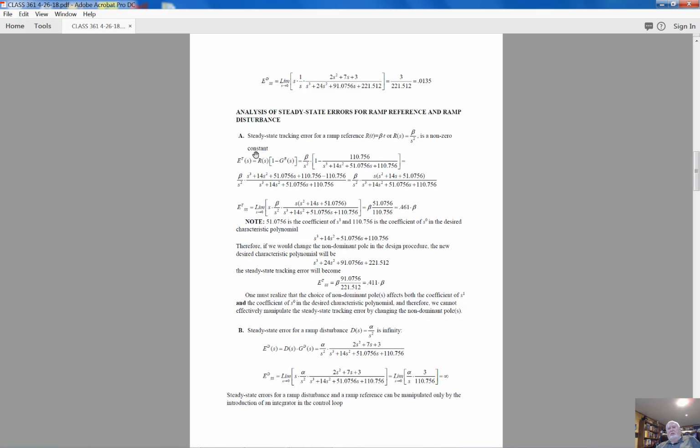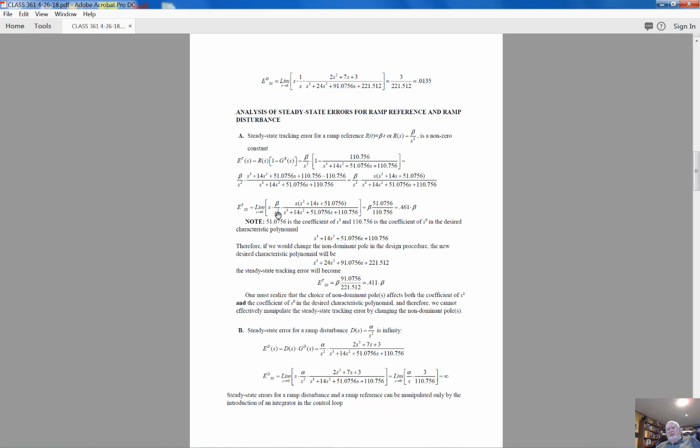What do we do now? I'm looking at the tracking error. It's equal to reference minus system response to this reference. I'm going through this expression. And what I'm getting eventually for steady state error is this. I have this S of the final value theorem.